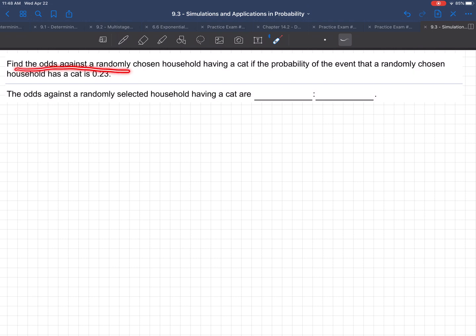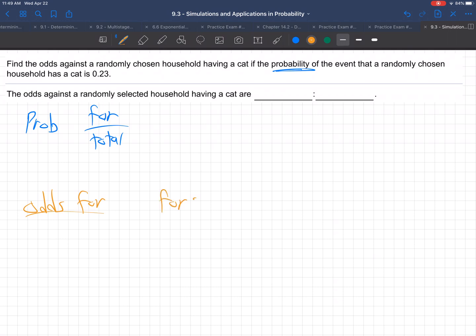So anyway, find the odds that a randomly chosen household has a cat, if the probability of that event is 0.23. Now remember, it's all about remembering what probability is. Probability is for over total. And then down here, odds for something, odds for is for colon against, and they're particularly saying odds against. So we've got to come up with that one. Odds against just turns that around, so it's against colon for. I'm just going to switch that around.